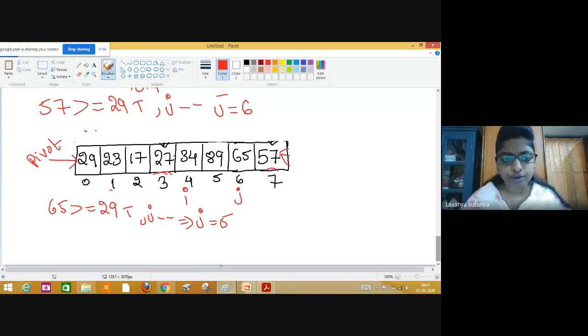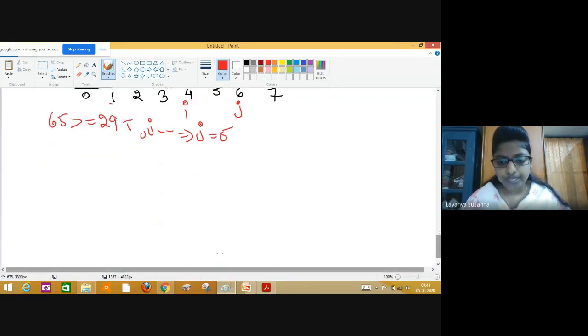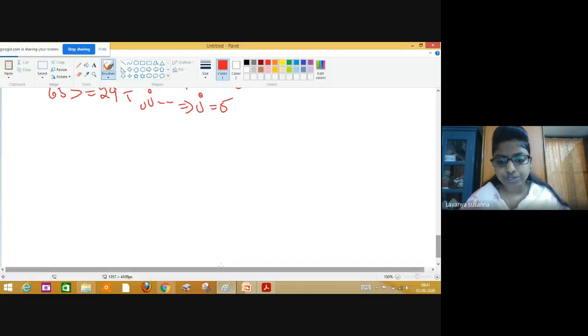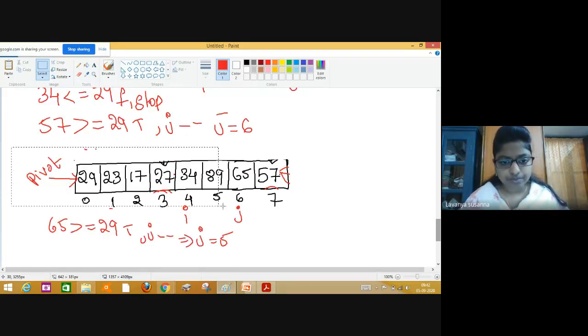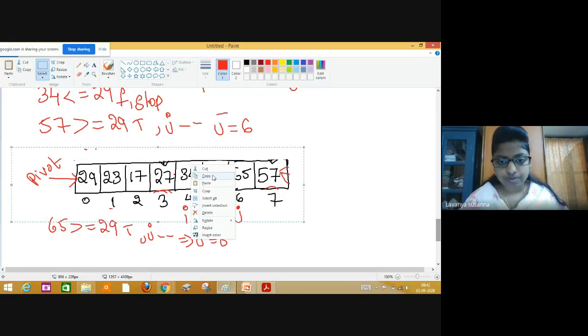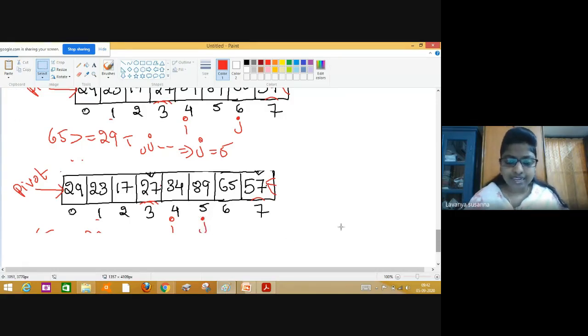Now j is pointing to 5. J is moving towards the left. You need to repeat the process until j is stopped. If j is stopped moving, stop the process. Again, J minus minus. Now j will point to 5. Again, repeat the process.